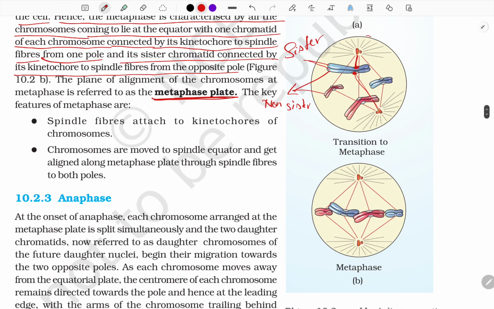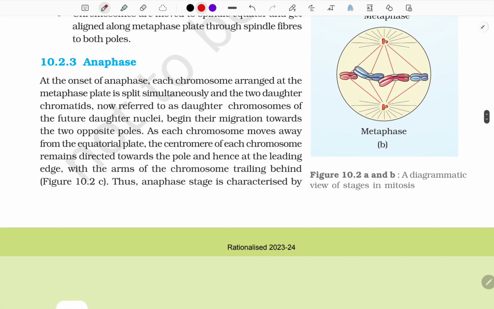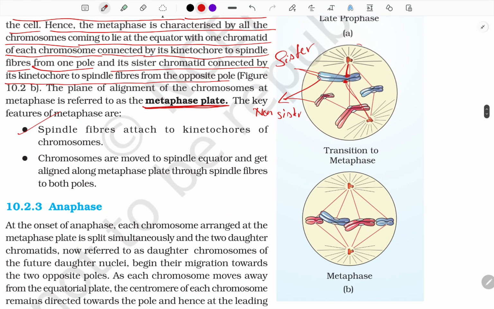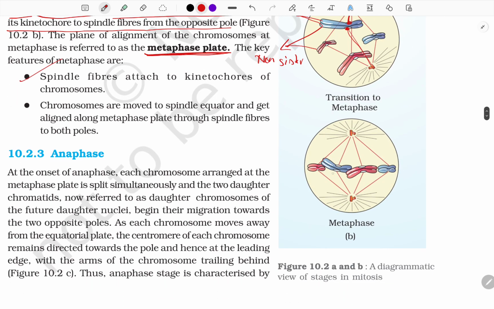The key features of metaphase are that spindle fibers are attached to the kinetochore of the chromosomes, and chromosomes are moved to the spindle equator and aligned along the metaphase plate through the spindle fibers to both the poles. So this is the transition from late prophase to metaphase, and this is the entire metaphase. The center, we call the metaphase plate or equatorial plate, the center alignment. It is during metaphase that the size, shape and alignment of the chromosomes are best studied.